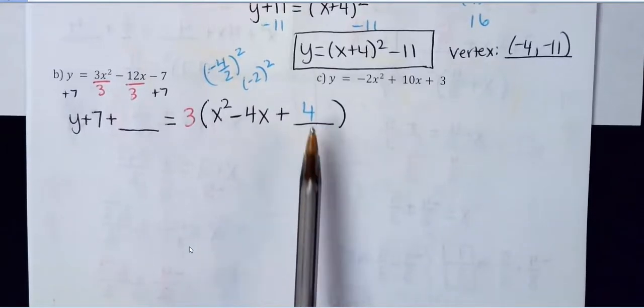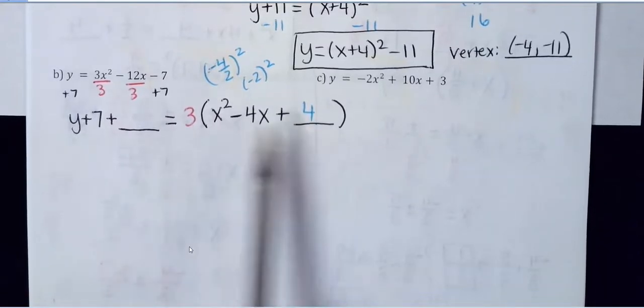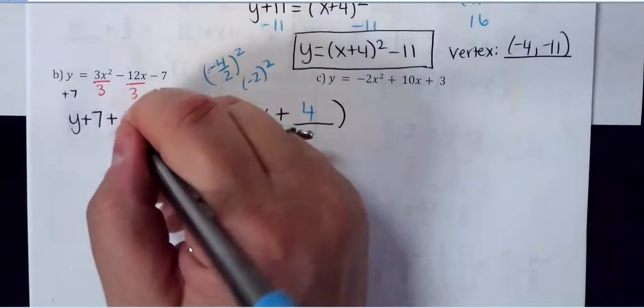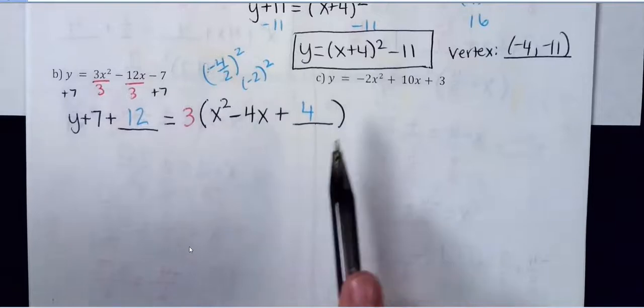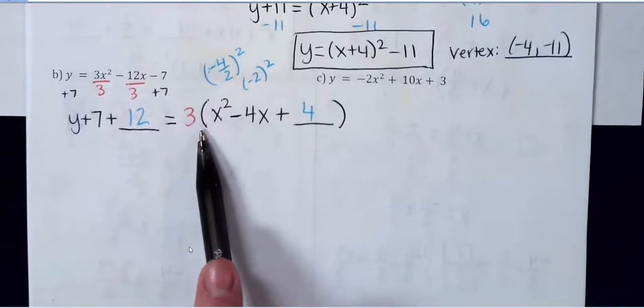12. Does that make sense? I got a 3 out in front here, so when I put that 4 in there, I really added 12. Does that make sense? Okay, so what I'm going to put over here is 12, because I had to pull that 3 out in front because we didn't start with the plain x squared. I didn't have to do that in the last question because it started with the x squared. This one had a 3x squared, so that's why I had to pull that out in front.